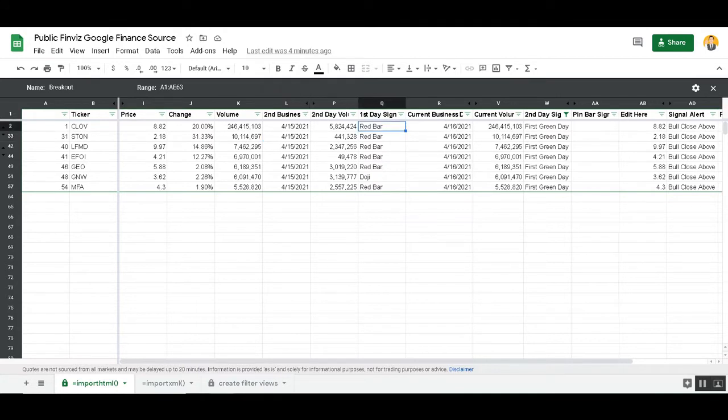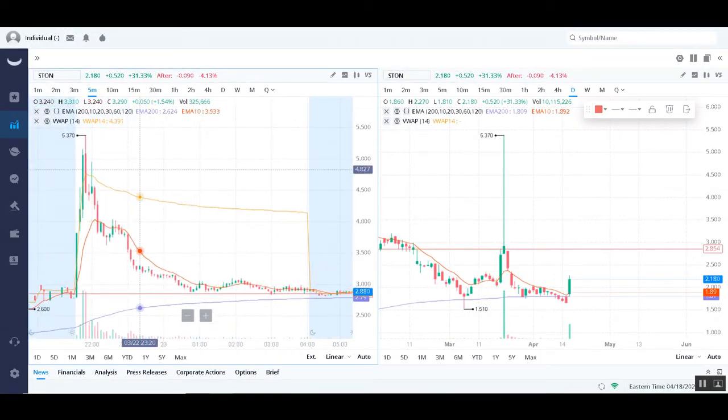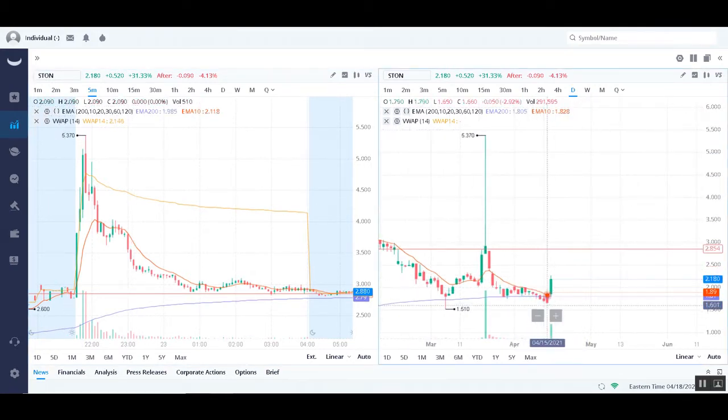So red bar and first green day. Let's look at stone, which I've already looked for it to save time. This is a 5-minute chart. This is a daily chart. So as you can see, the day before was a red day, and the day after was a bullish engulfing candle. So this shows me that the market was picking up, and there could be a momentum after this.